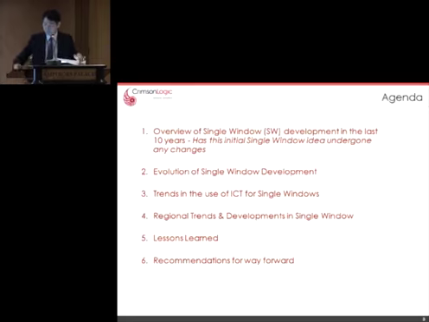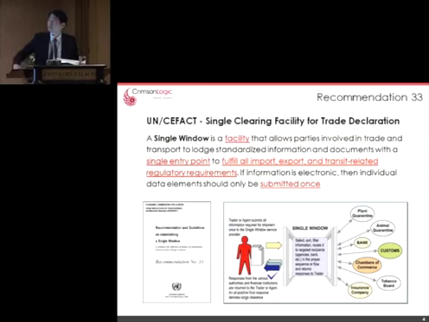So first of all, the term single window was first coined by UN CEFACT in their recommendation number 33. This was in 2004. If you remember, TradeNet, as mentioned by Rick, was created in 1989. At the time, it wasn't called a single window. It was just called a trade portal, something like that, a TradeNet, what we call it. So in 2004, a formal definition of a single window is defined.